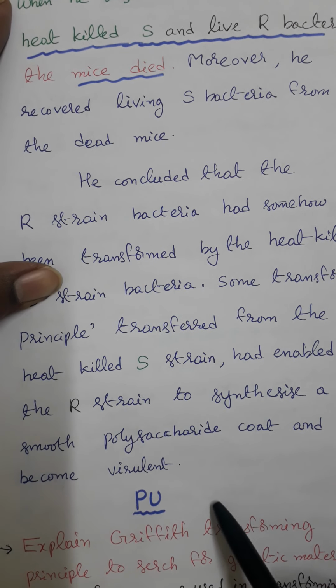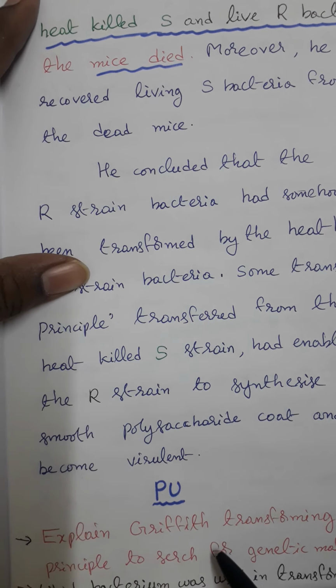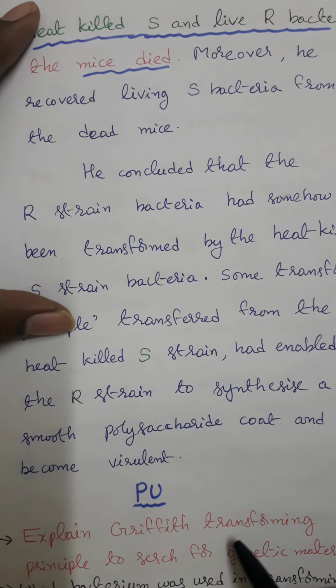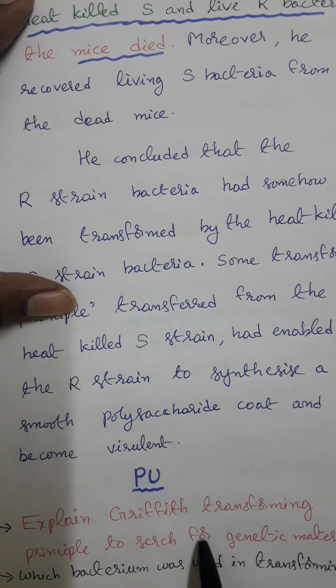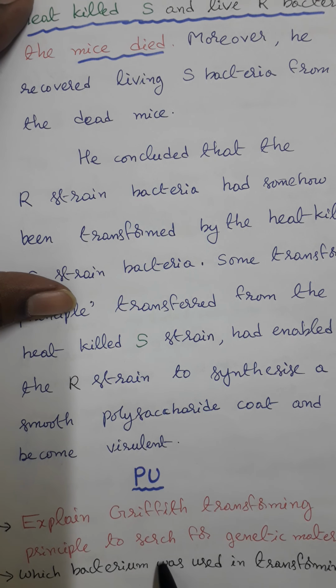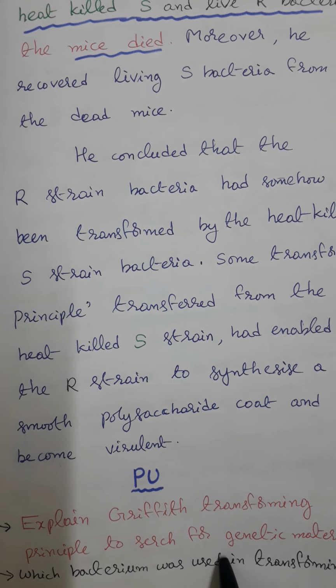Okay, and from this concept, from the PU point of view, the subjective point of view, a few questions. One of the questions: explain Griffith's transforming principle in the search for genetic material.